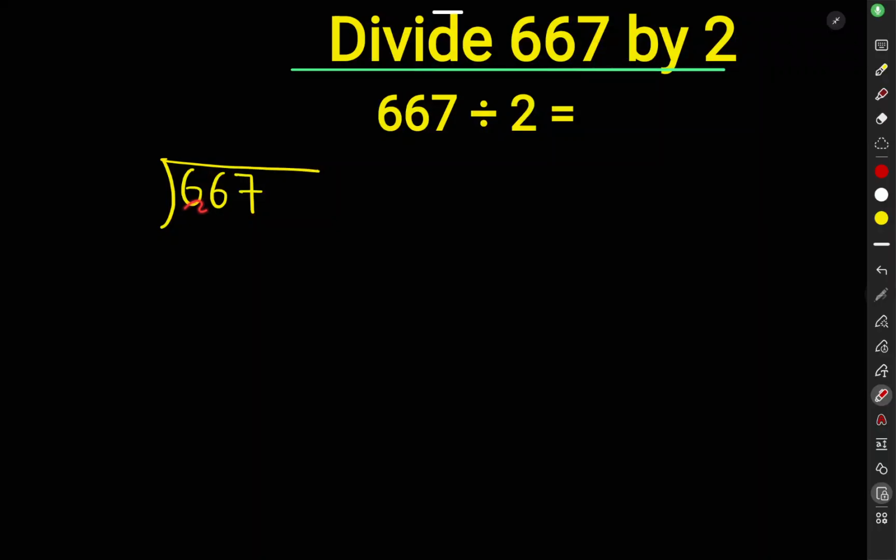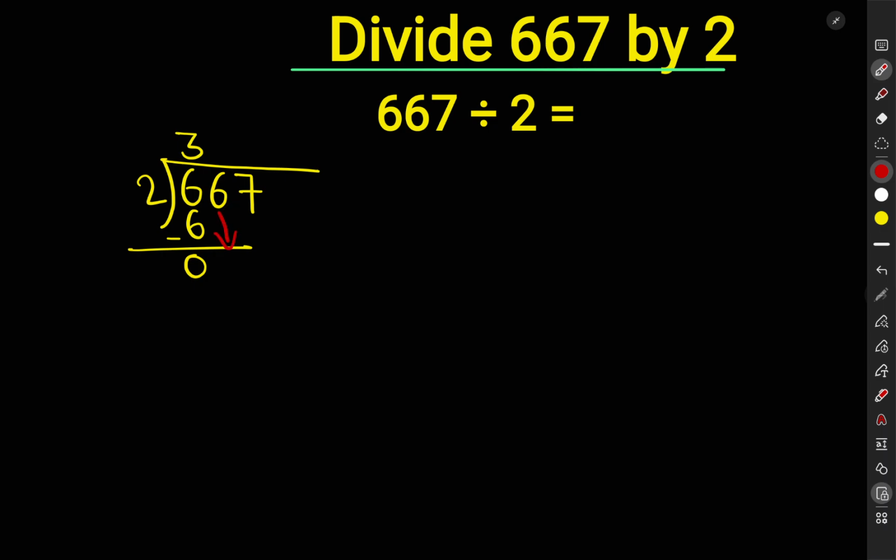We divide 667 by 2 in a long division method. So 2 times 3 is 6. On subtracting we get 0.